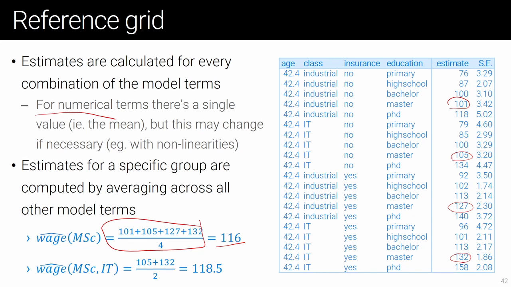And we can go beyond just the one factor. We could say, what's the average estimated wage for a master's education in IT? Then it would be getting this one, 105 with 132 over here. The answer is 118.5. So for any combination that we want to study, it's about averaging all the rows in this reference grid that pertain to the group we want to get an estimate for. And again, it's going to come with the full machinery of standard errors, p-values, intervals, etc.